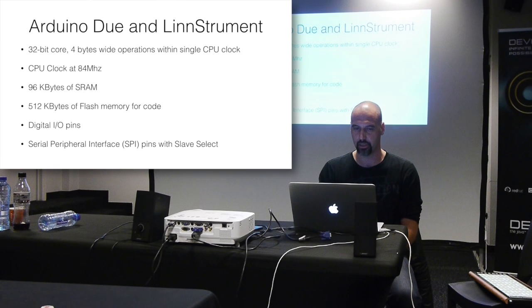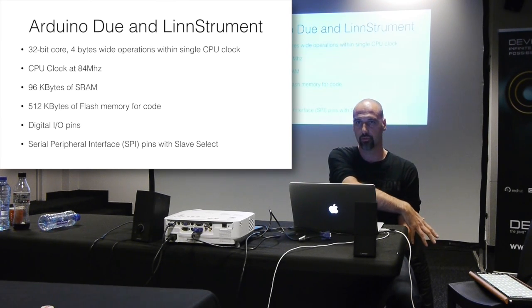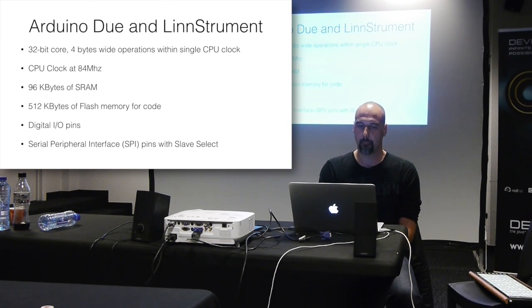So the Arduino Due, summarized, allows you to send 32-bit information in a single CPU clock, which is quite important for the resolution of this instrument. We want to preserve the actual sensor data when we're working with it. So it runs quite fast, it's got a bit of RAM to work with, you've got these digital I/O pins that allow us to connect to certain things, and then the SPI interface that basically connects with the boards.